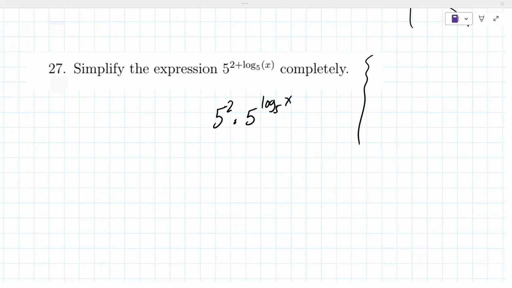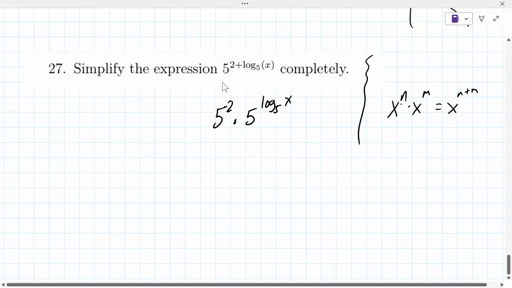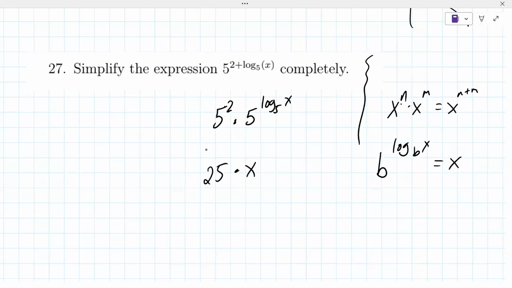There's a reference sheet for exponents that I'll send you. The reason here is that it's the undoing of x to the n times x to the m equals x to the n plus m. And 5 squared, you're supposed to know what that is. That's 25. Then there's another property which says b to the log base b of x becomes just the thing that you're taking the log of. So that becomes 25x. Oh, I see. Okay. Yeah.